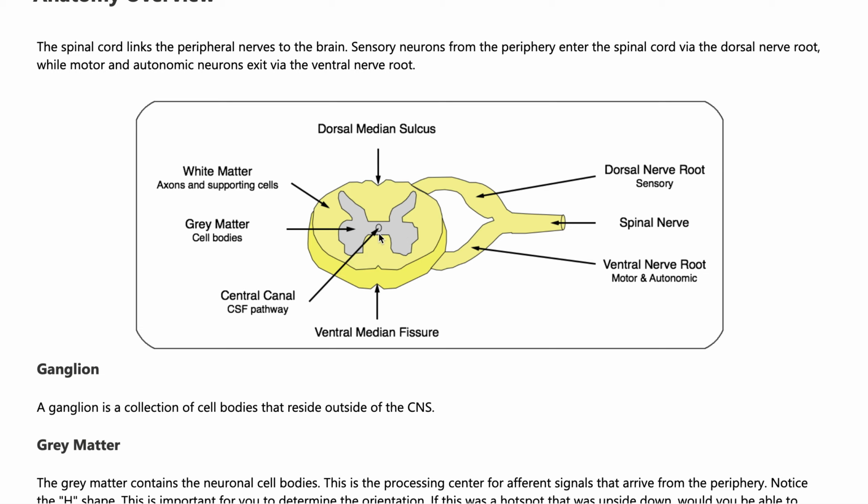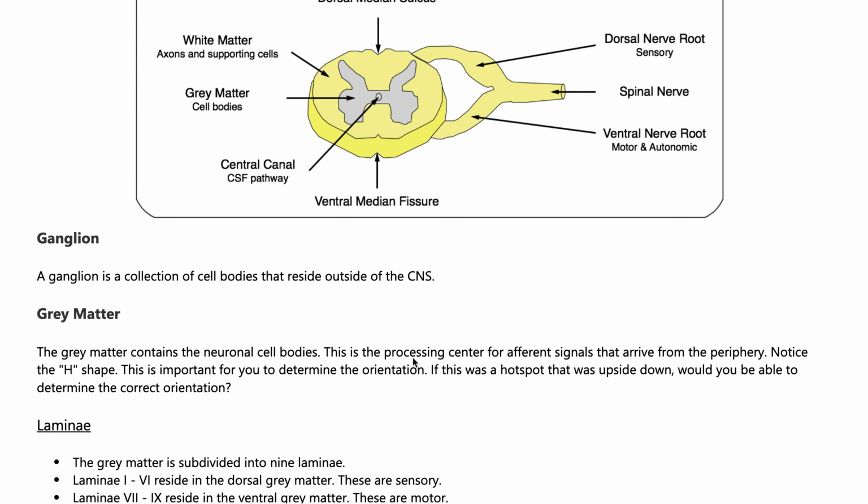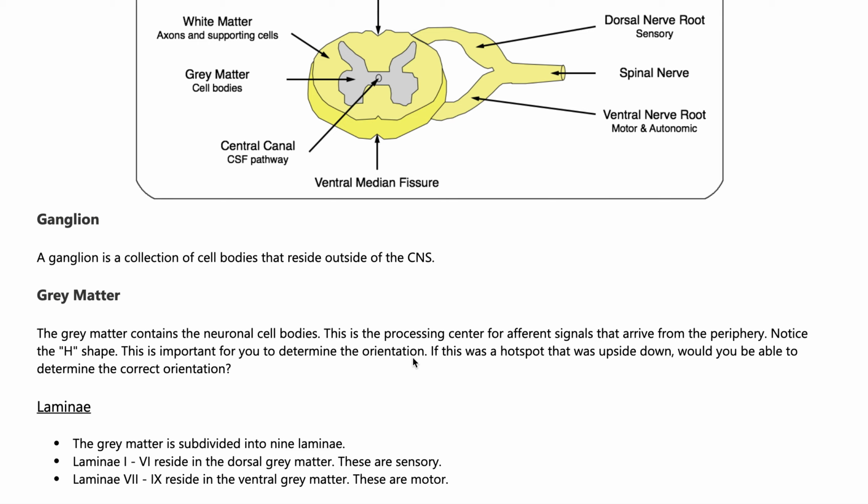In the middle, there's a circle that represents the central canal that has CSF in it, and then you have the ventral and dorsal roots. So the anterior root is the ventral nerve root, which contains motor and autonomic, and then the dorsal nerve root contains sensory. So moving on, a ganglion is a collection of cell bodies that reside outside of the central nervous system. Regarding gray matter, the gray matter contains neuronal cell bodies.